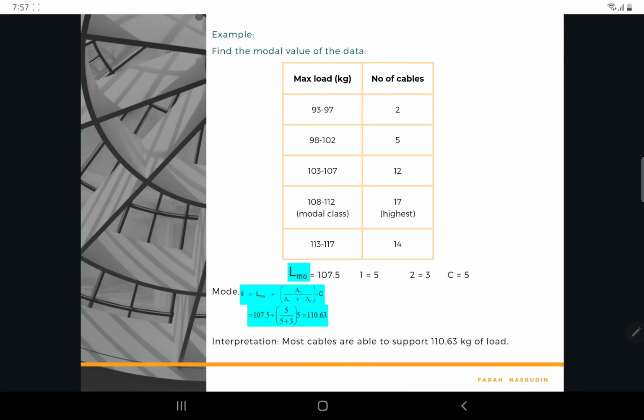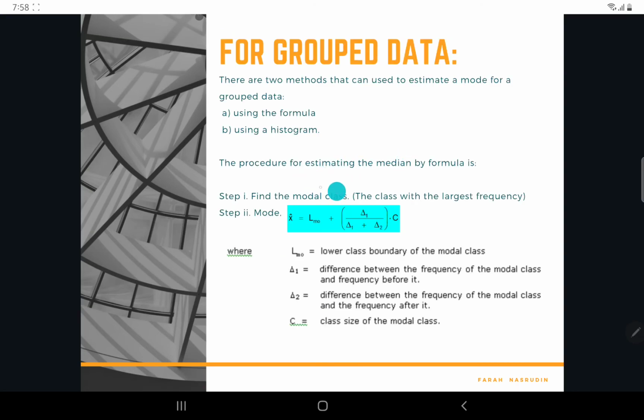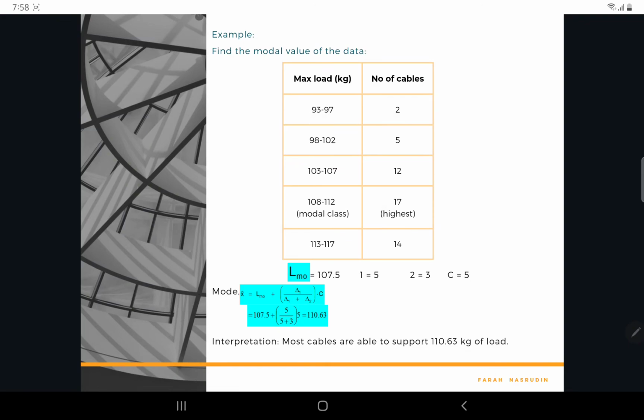Okay, we will take the same example as before to find the mode value. So this time this is the question. The first step is we need to find the mode class. What is the mode class? The class with the largest frequency. So here our mode class is right here, because the frequency is the highest, which is 17. So this is our mode class.